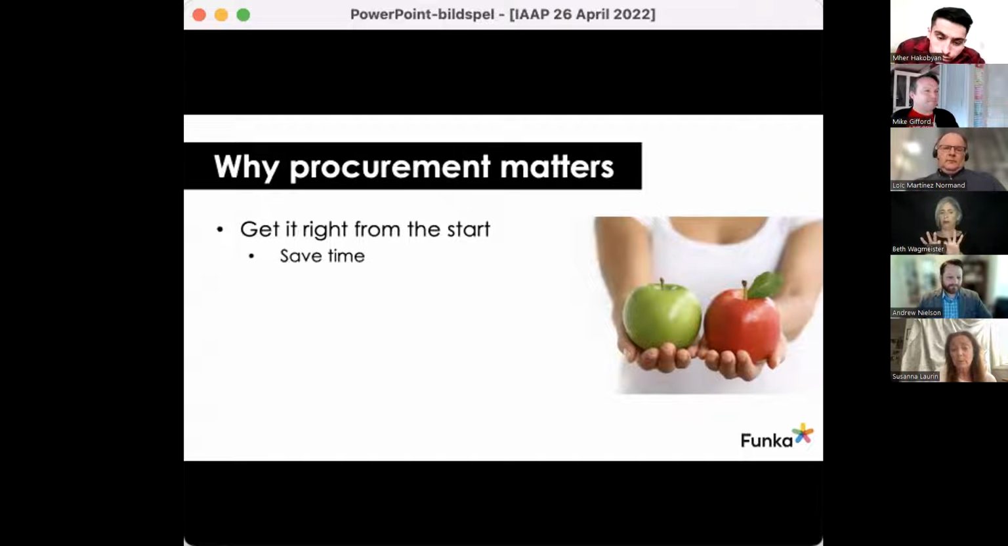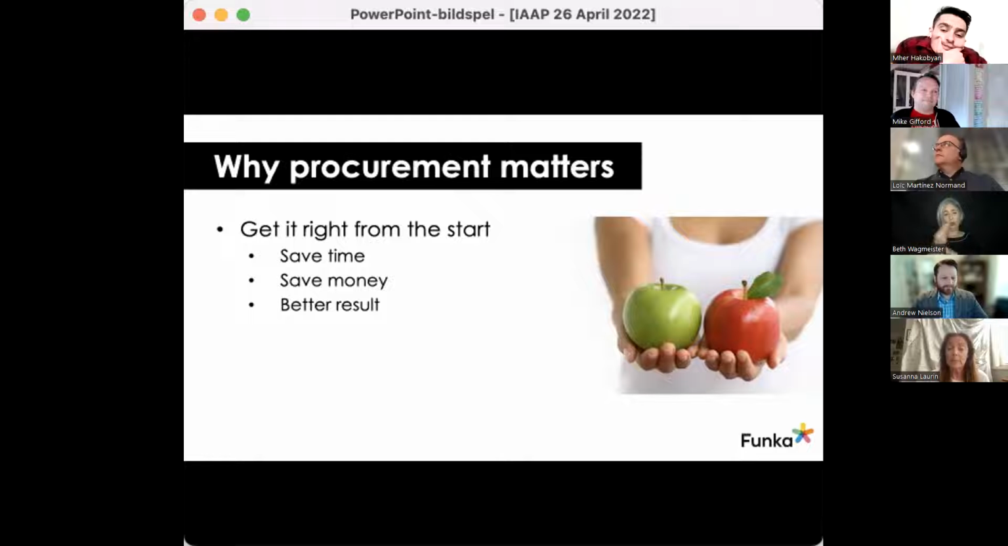It saves time for the buyer and also for the supplier, who knows better what the buyer wants. And it also saves money, because it's at least almost always true that it's cheaper to do the right thing from the start than rebuilding it afterwards. At least I haven't seen an example where it became cheaper to do the wrong thing first and then make it right. And also from the end user perspective, and I guess also from the e-government perspective, it usually gets a better result.